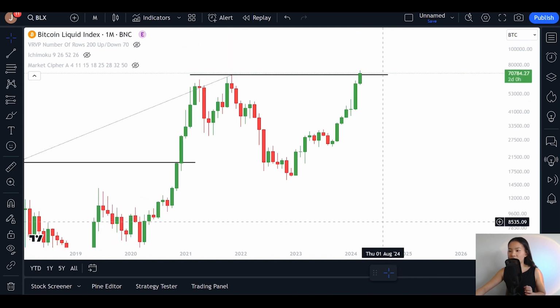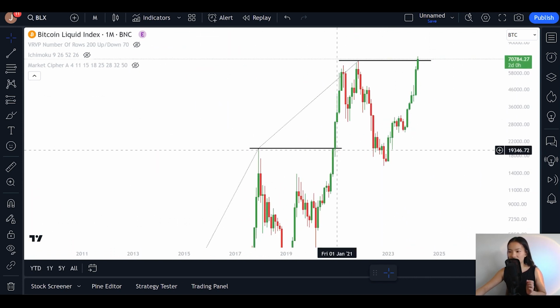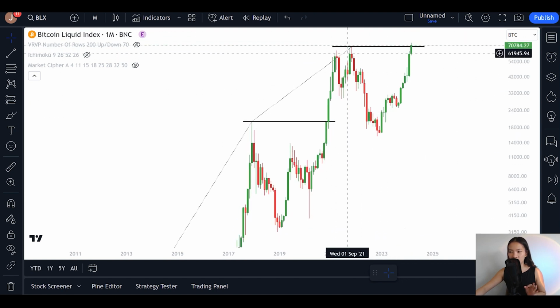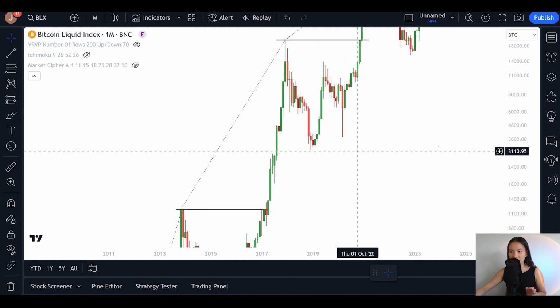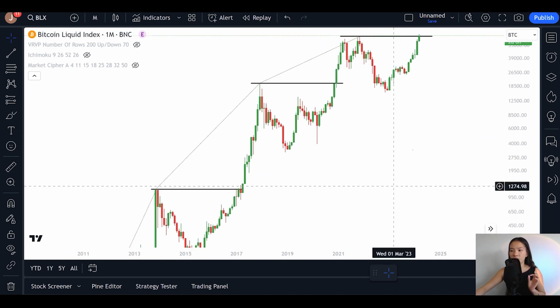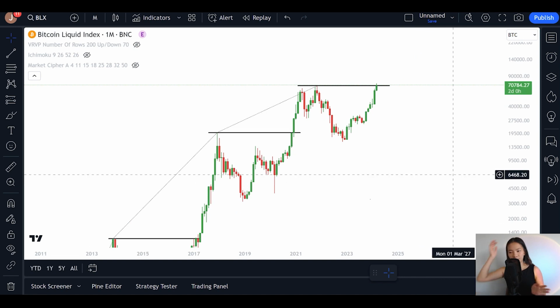right? So every single cycle, it is that monthly candle close above the prior all-time high that triggers an explosive move to our next all-time high. If we take a look at all these different cycles here, that is exactly what has happened. So we're looking for that close above 69. So let's talk about how the price action is looking on the short time frame and what we need to see over the next 48 hours to really confirm this candle close.